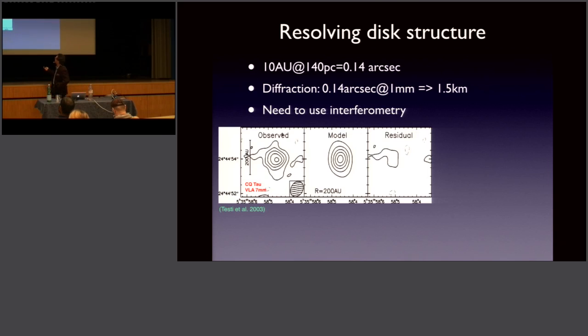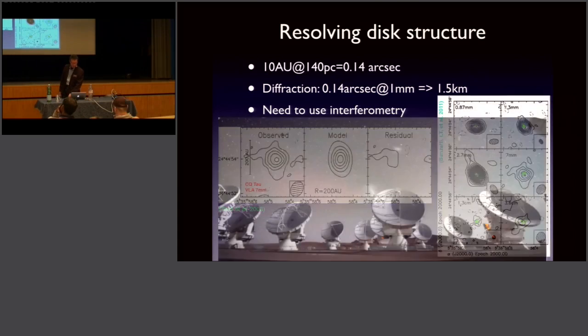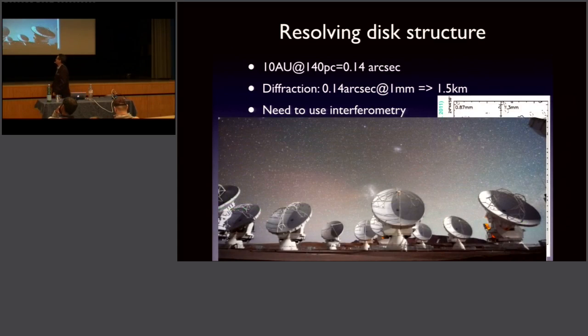If you want, for example, to observe 10 AU at 1 millimeter, say, at 140 parsecs, which is Taurus, you need to have 0.14 arcsecond resolution, which implies a telescope that is 1.5 kilometers large. So obviously, this cannot be a single telescope. You need to use interferometry. Okay, and that's why ALMA is so important for the study of disks, because ALMA is an interferometer with baselines that will go up to not 1.5, but 15 kilometers, and so we will arrive at 1 AU scale, roughly speaking. Okay.